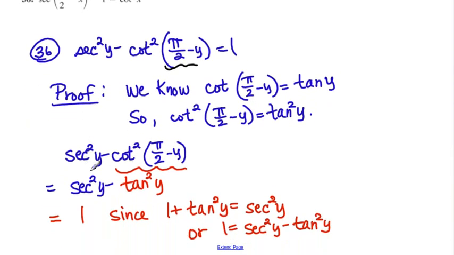So this left side is equivalent to secant squared y minus tangent squared y. But what do we know? We know that 1 plus tangent squared y is equal to secant squared y. So what we have here is, well, it's right here in front of us, isn't it? 1 is really the same thing as secant squared y minus tangent squared y. And that's what we have. Secant squared y minus tangent squared y is just 1.